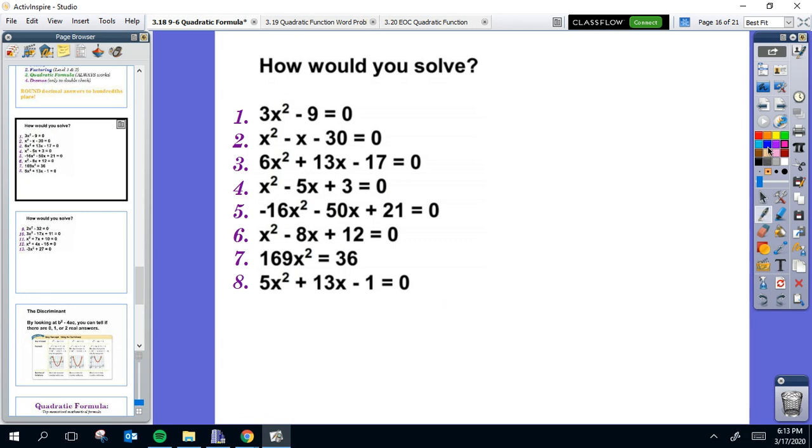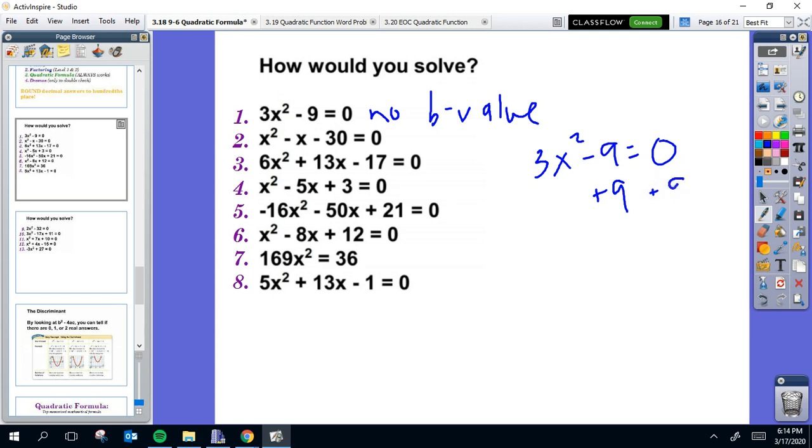When you have 4 different methods, you can tell right away which ones might be the best ones to use. So for example, number 1, you see there is no b value. So if there's no b value, what I could do is just solve using the square roots. So you move the 9 to the other side and continue to solve this way. All right, so you're free to use whatever methods you want, but there are some methods that might work better than others for different questions.